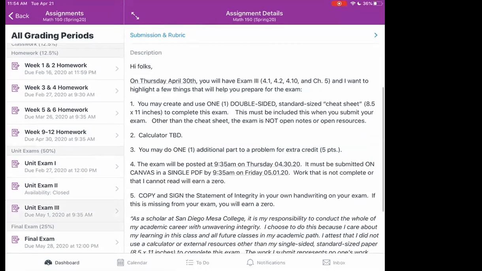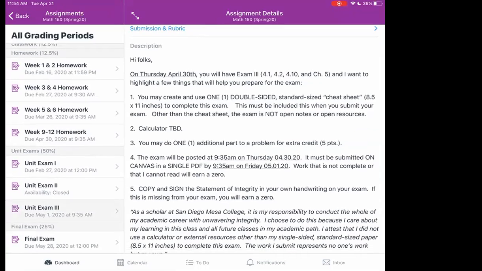So I did already post these directions. I would encourage you to go back and read those on your own time to clarify. But on Thursday of next week, you're gonna have an exam. It will cover 4.1, 4.2, 4.10, and chapter 5. I've already posted a point guide on Canvas. You can take a look at how many points each section is worth. But for this test, you can create and use one double-sided standard size cheat sheet, okay?